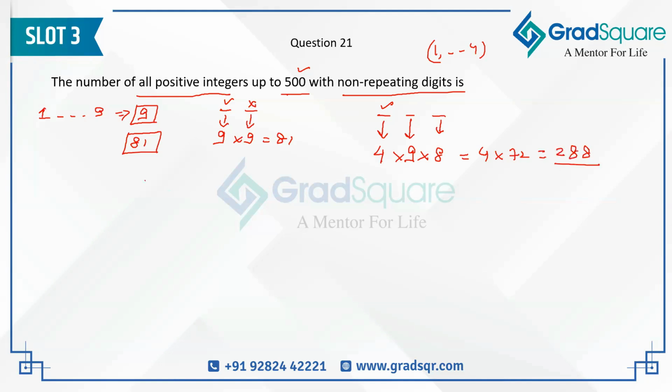So you are looking at 288 plus 81 plus 9, which is going to be 90 over here. 288 plus 90 is what you are looking at, which is 378 as the answer for this question.